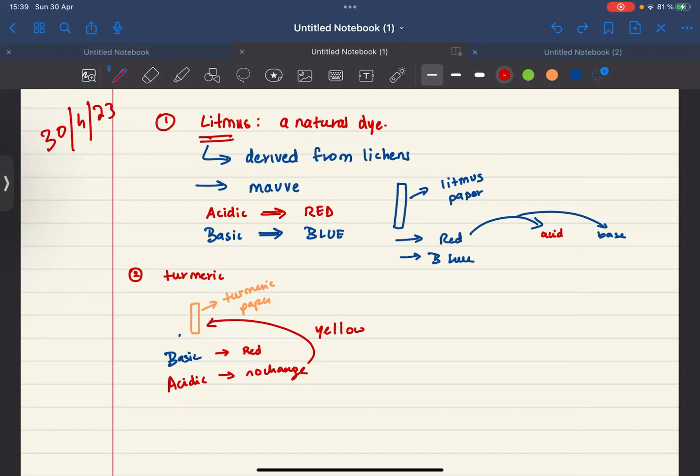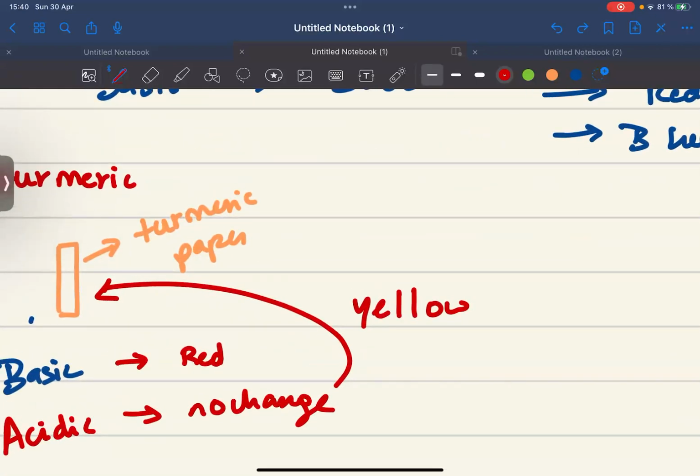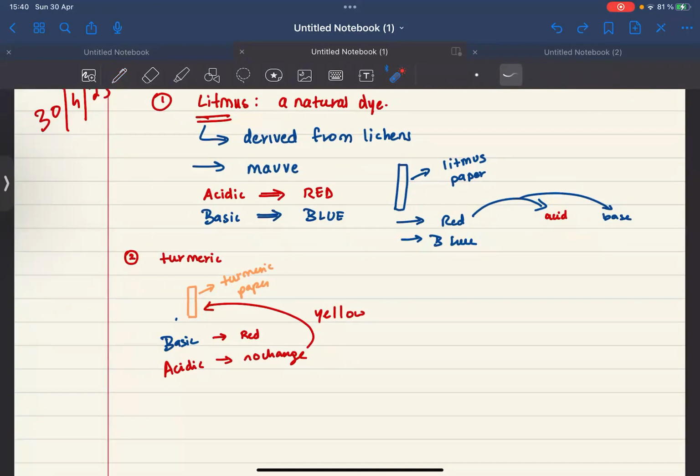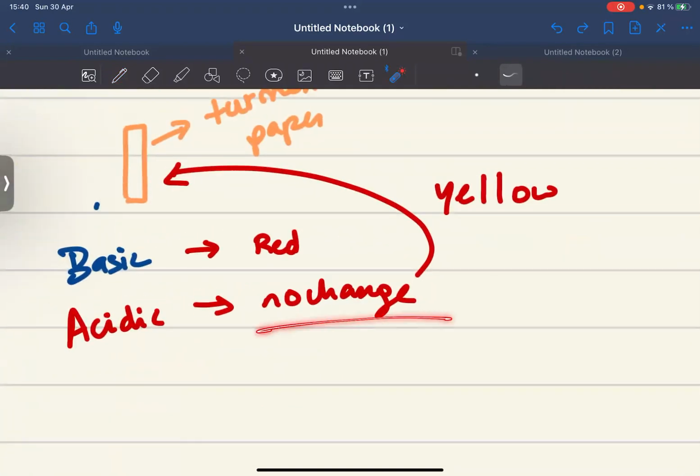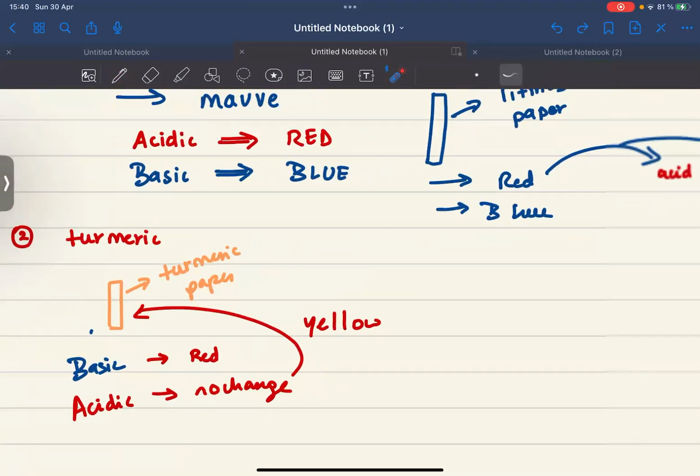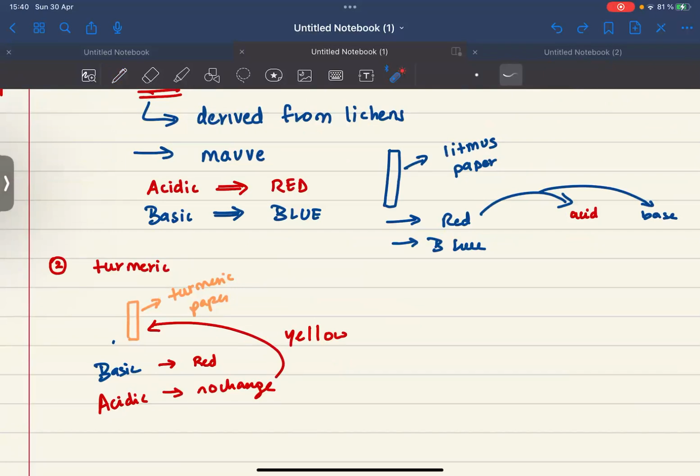Ma'am, after turmeric, after basic and acidic, I can't understand the word after that. After acidic, no change. Okay. Completed.